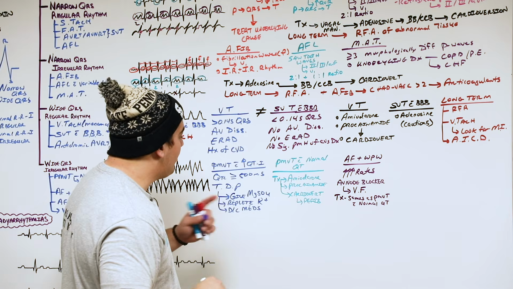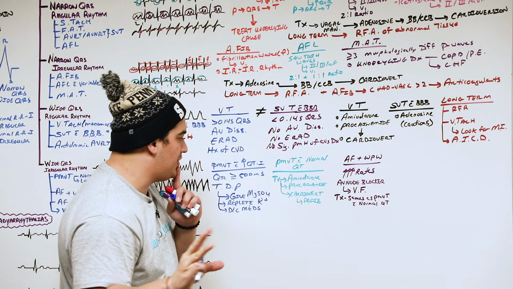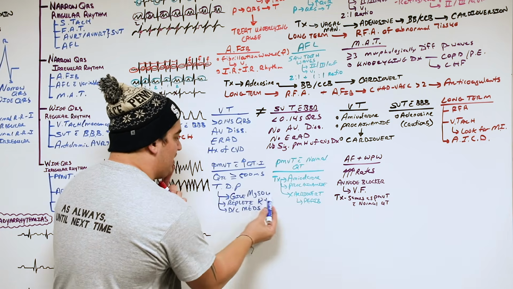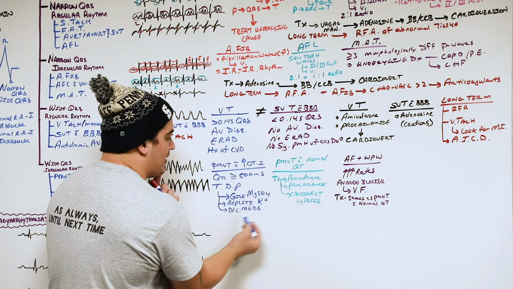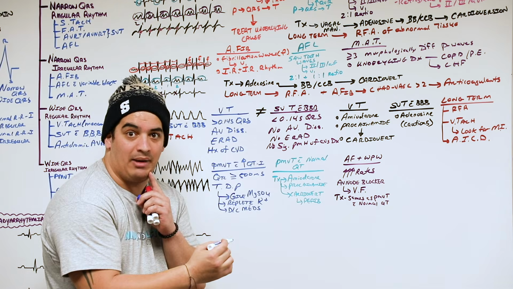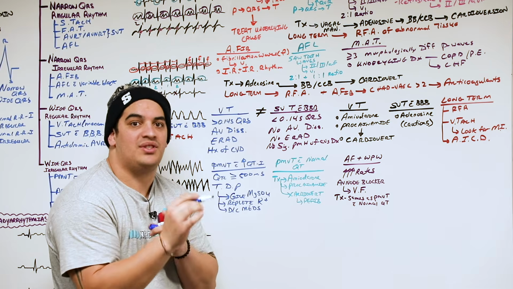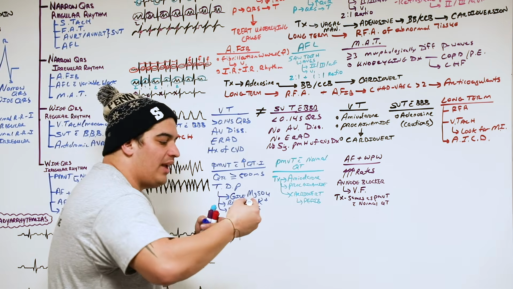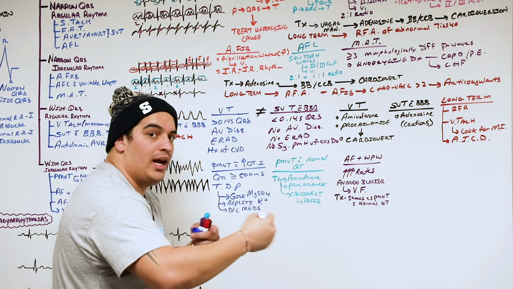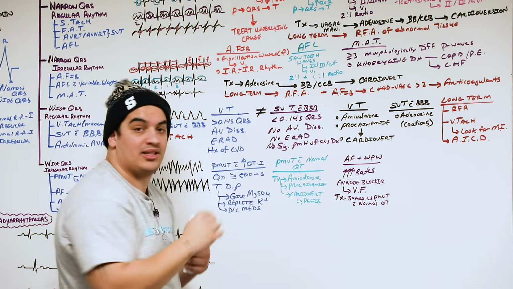Now, the other thing that you could do, you just want to write this down just as a side. Sometimes you may stabilize them with the mag, repleting their potassium, and then getting rid of the offending medications. Sometimes though, after you've stabilized them, they still may have a prolonged QT interval. And you want to prevent them from going into another torsades de pointes.